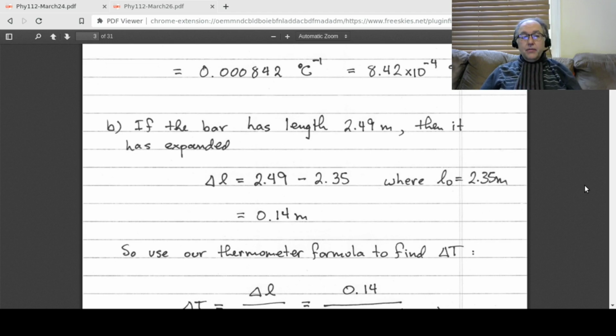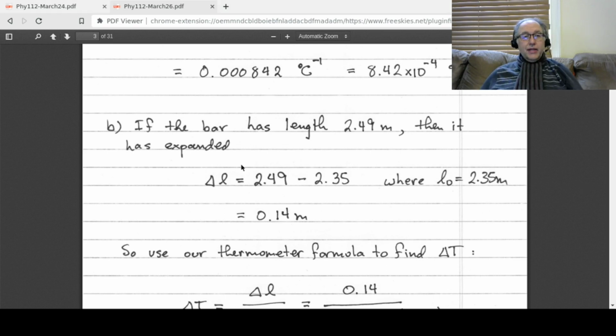So delta L is going to be the 2.49 minus the 2.35. That's how much it expanded above the lower reference temperature. So the lower reference temperature where ethanol freezes, that's going to be like where our L naught is, and we measure the delta L relative to L naught. Just take a look at that diagram above to remind yourself, okay? And so it turns out that the bar expanded a length of 0.14 meters over the lower temperature, okay?